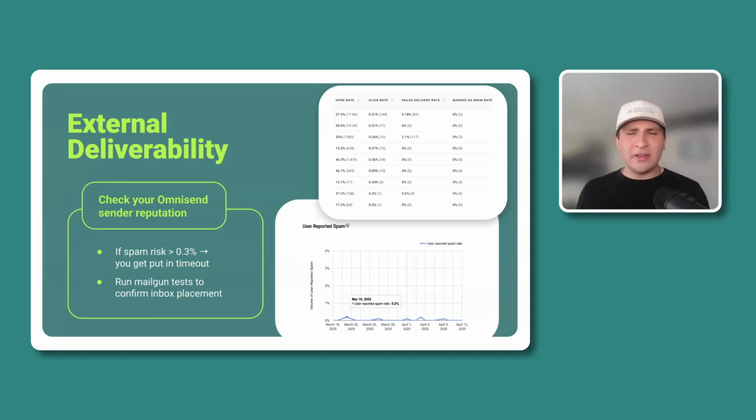It's a good indicator of, hey, this email must have caused a lot of spam risk outside of just what you're seeing on Omnisend. And then you could run Mailgun tests or any other inbox placement tests just to see where you're landing in different inboxes.